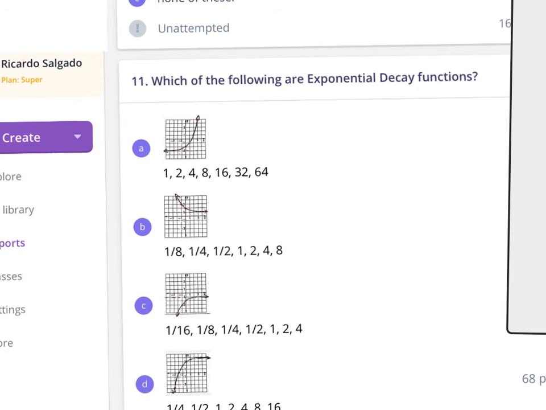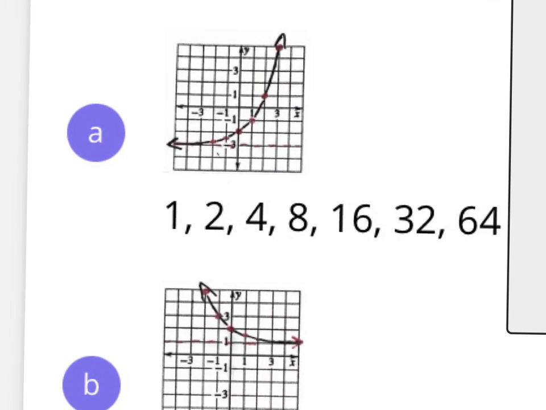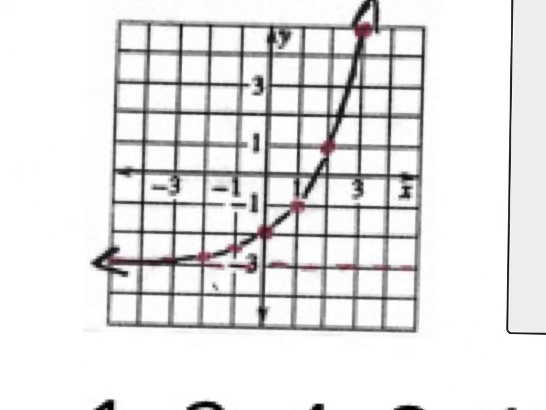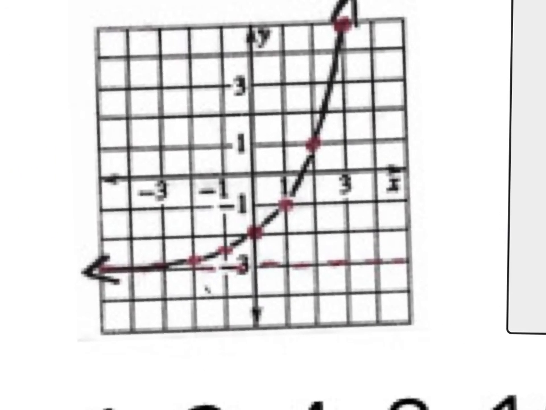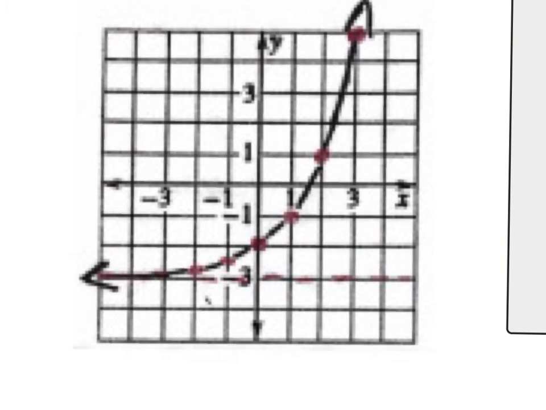Which are exponential decay functions? Okay, so a decay function from left to right will decay towards the asymptote. And we could clearly see that the asymptote right here is y equals -3. So from left to right, right here it looks like it's touching the asymptote. As I go to the right, am I getting further away? Am I growing away from the asymptote, or am I getting closer to the asymptote? It is obvious I am growing away from the asymptote. So this is a growth function.